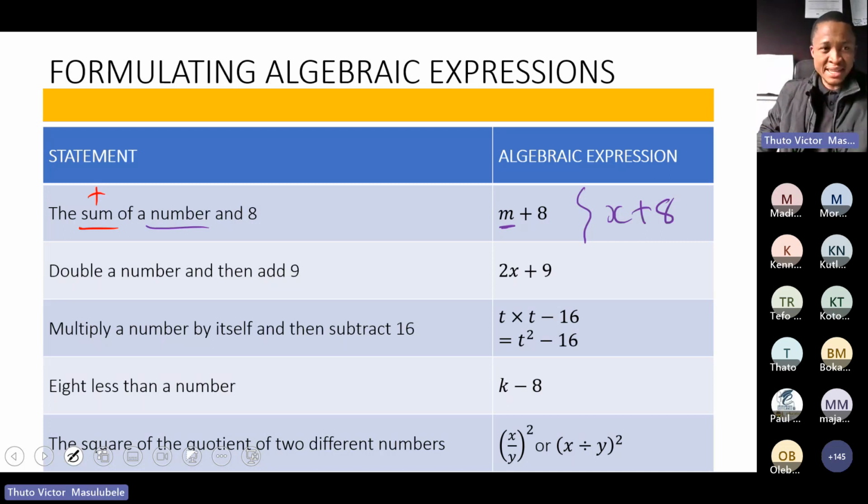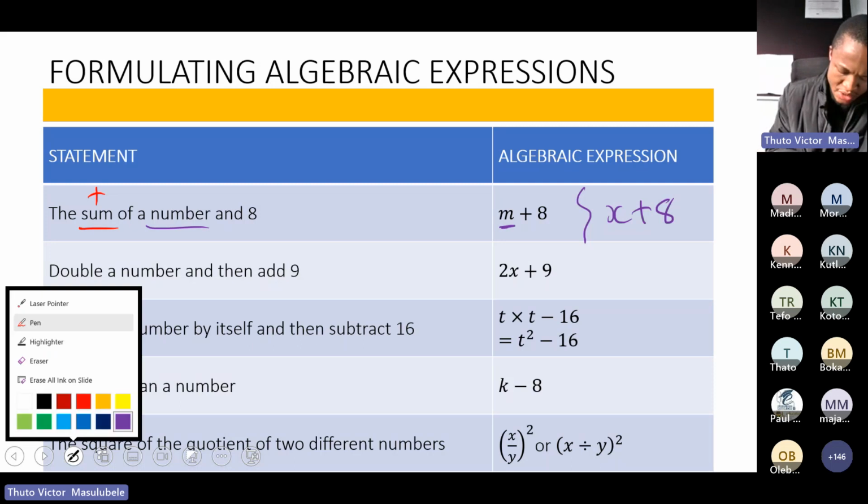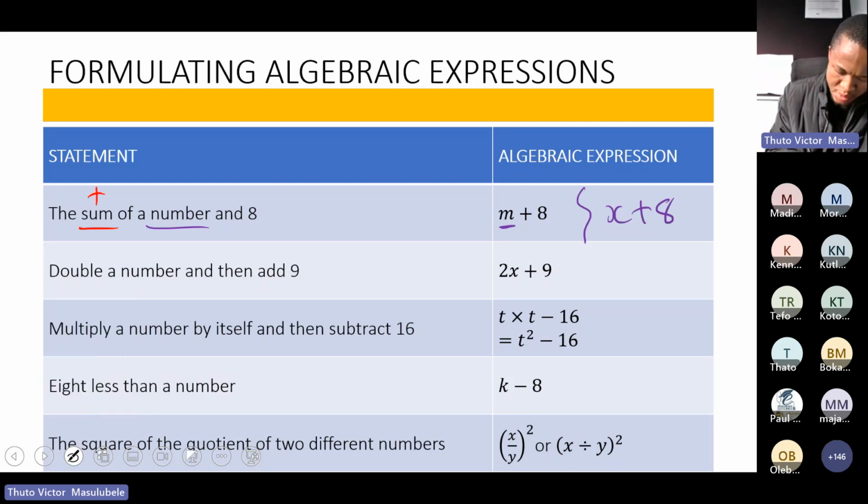Now let's get to the next statement. It says double a number and then add 9. So double a number. Well, that's another keyword that you should be aware of. What happens when you double anything? Anything that you double, you multiply by 2. So what does it mean? Whatever quantity it is that I'm going to double, I have to multiply by 2. And then you must also add 9.